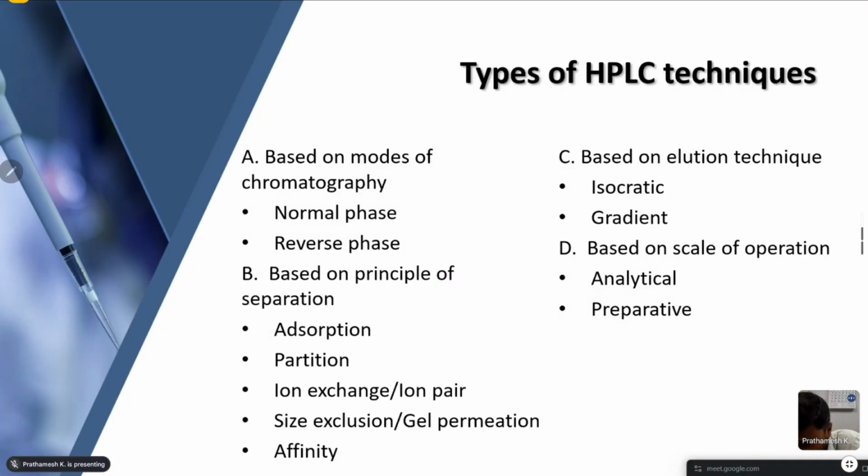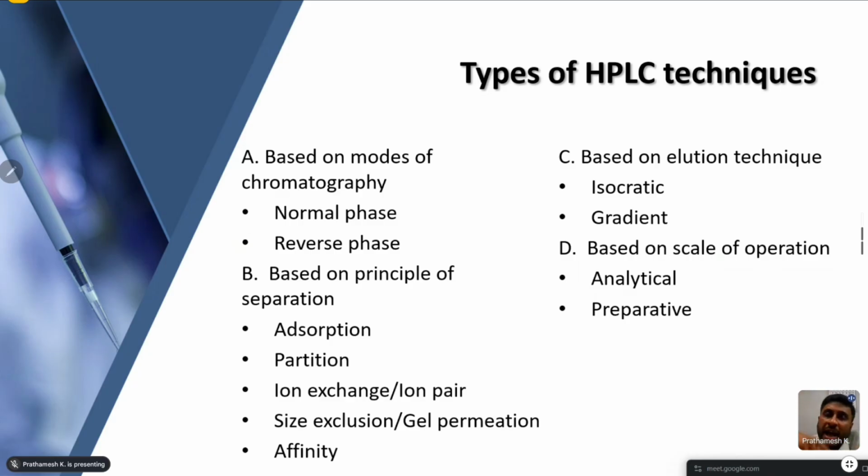Next is partition. Partition में क्या होता है? Usually you're dealing with two immiscible liquids. Immiscible मतलब two liquids don't mix with each other. Okay, oil, water don't mix with each other. So यहाँ पे क्या होगा? Your mobile phase is also a liquid. Your stationary phase is also a liquid, but they both are immiscible. They don't mix with each other.